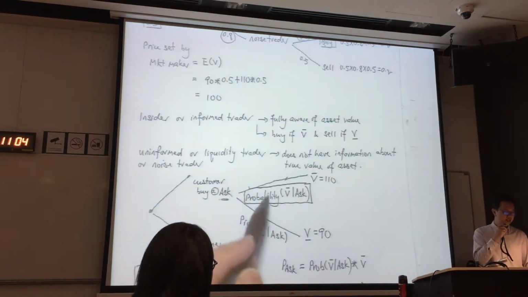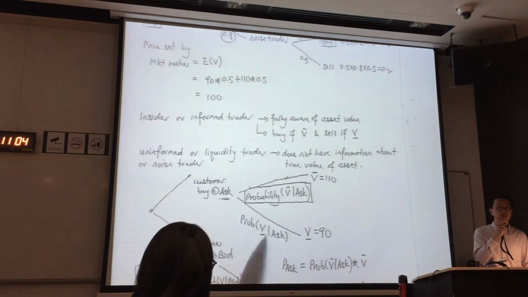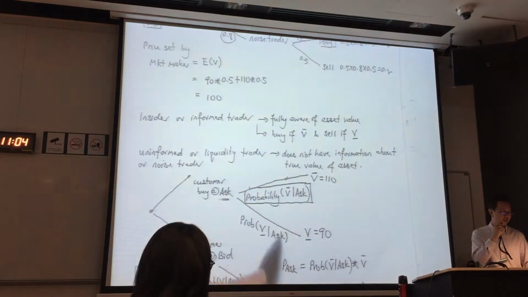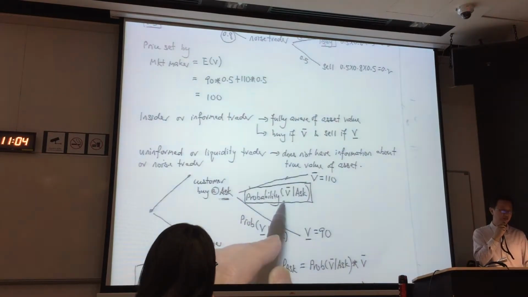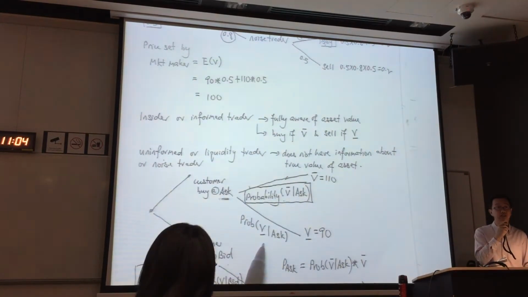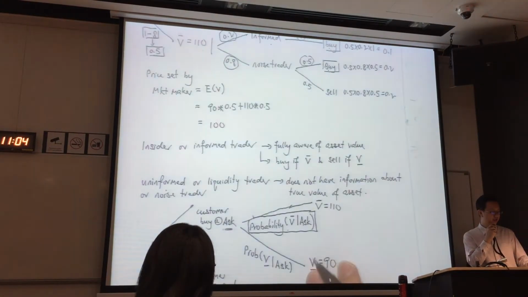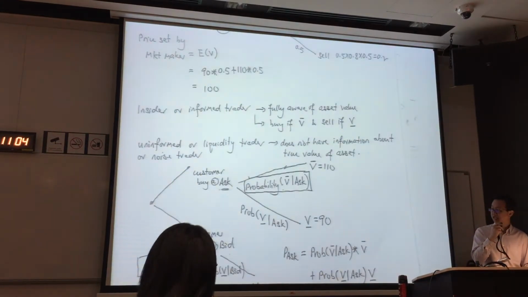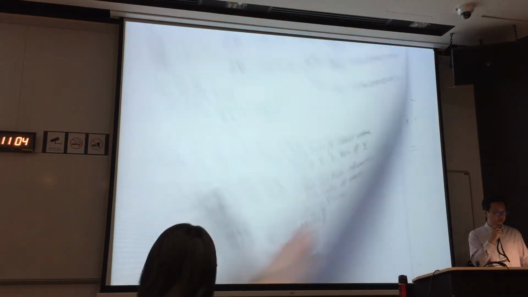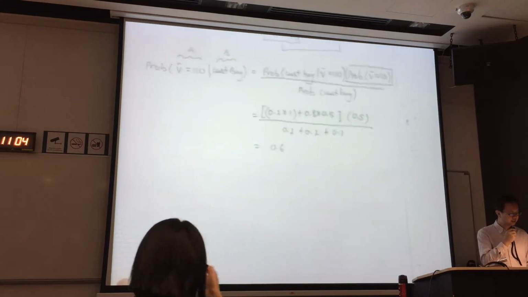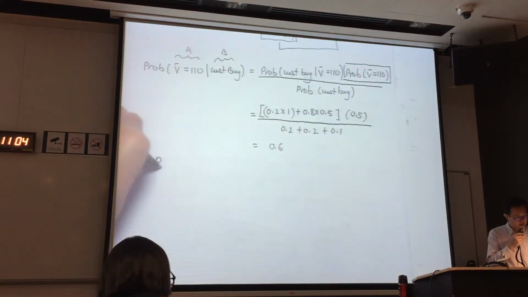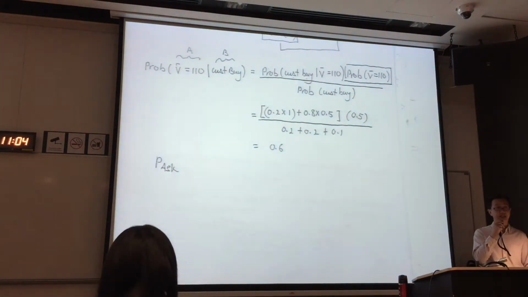So if this is 60%, then what is the probability of this? Remaining 40%. That's why I say you don't need to use the Bayes rule again to work out this probability. Once you work out this, you can work out this easily. Understand? So we are going to use this probability here to work out the ask price set by the market maker. So what is the ask price set by the market maker? It's ask price because the customer is buying.